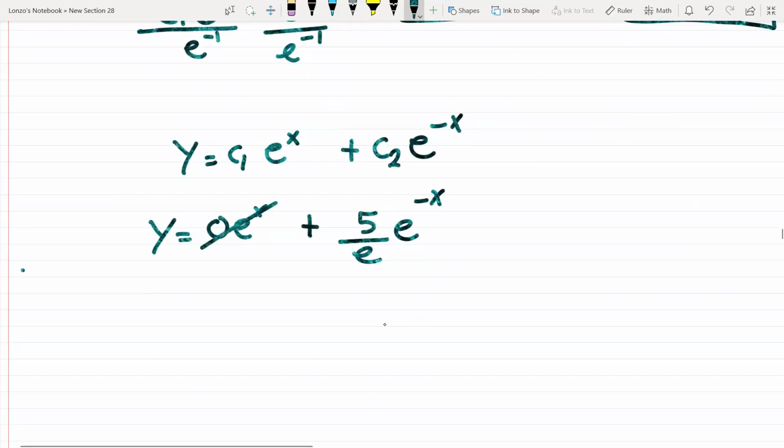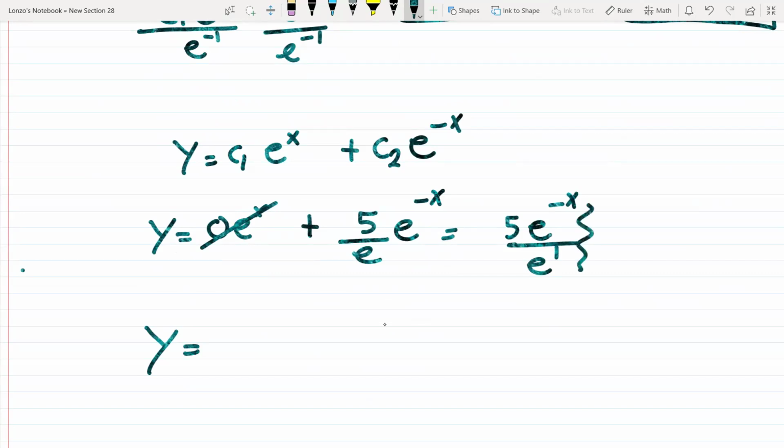So this cancels, so you're just left with y equals, and then you can rewrite this as 5e to the negative x over e to the 1. So remember, when you're dividing with the same base, you really subtract the power. So this thing right here could be expressed as e to the negative x, and then we're dividing, so it's really subtracting, so it's minus 1. So you're left with 5e to the negative x minus 1.